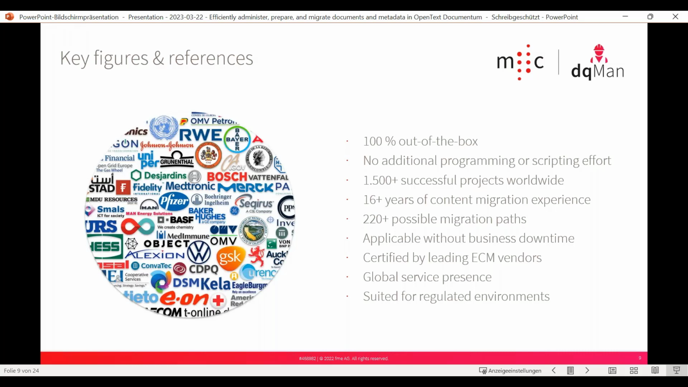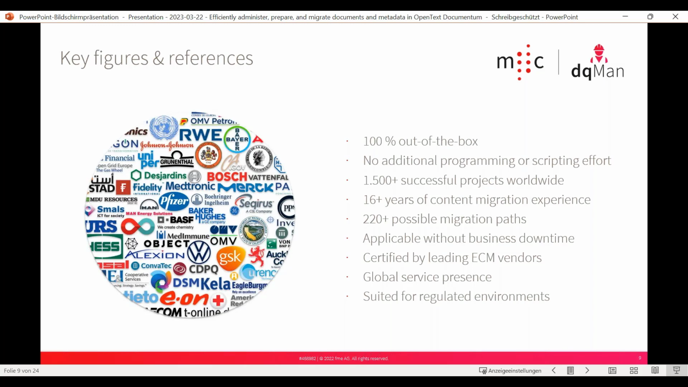Migration Center, some key figures. The good part with Migration Center is it's really 100% out of the box software. So there's no additional programming or scripting effort needed. We have about 1,500 plus successful projects worldwide. We actually don't really know because some of our customers are using Migration Center for the last 10 plus years on a daily basis, and they do the projects on their own. We have about 16 years on the market, and we will see in the next slide, we have more than 220 possible migration paths out of the box. So you can really choose from what system you want to migrate into what system, and all you have to do is to configure the tool.